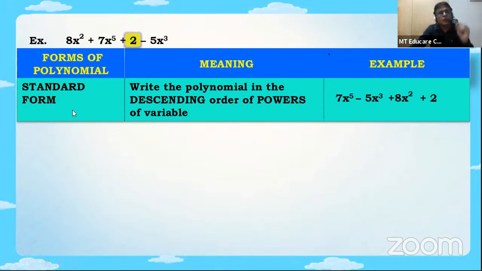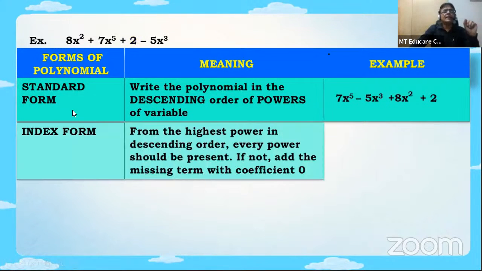Now the same polynomial can also be written in the index form. Sir, what is this index form now? Index form means, look at the definition. From the highest power in the descending order, every power should be there. Every power should be present. If it is not there, we write the missing terms with coefficient 0.